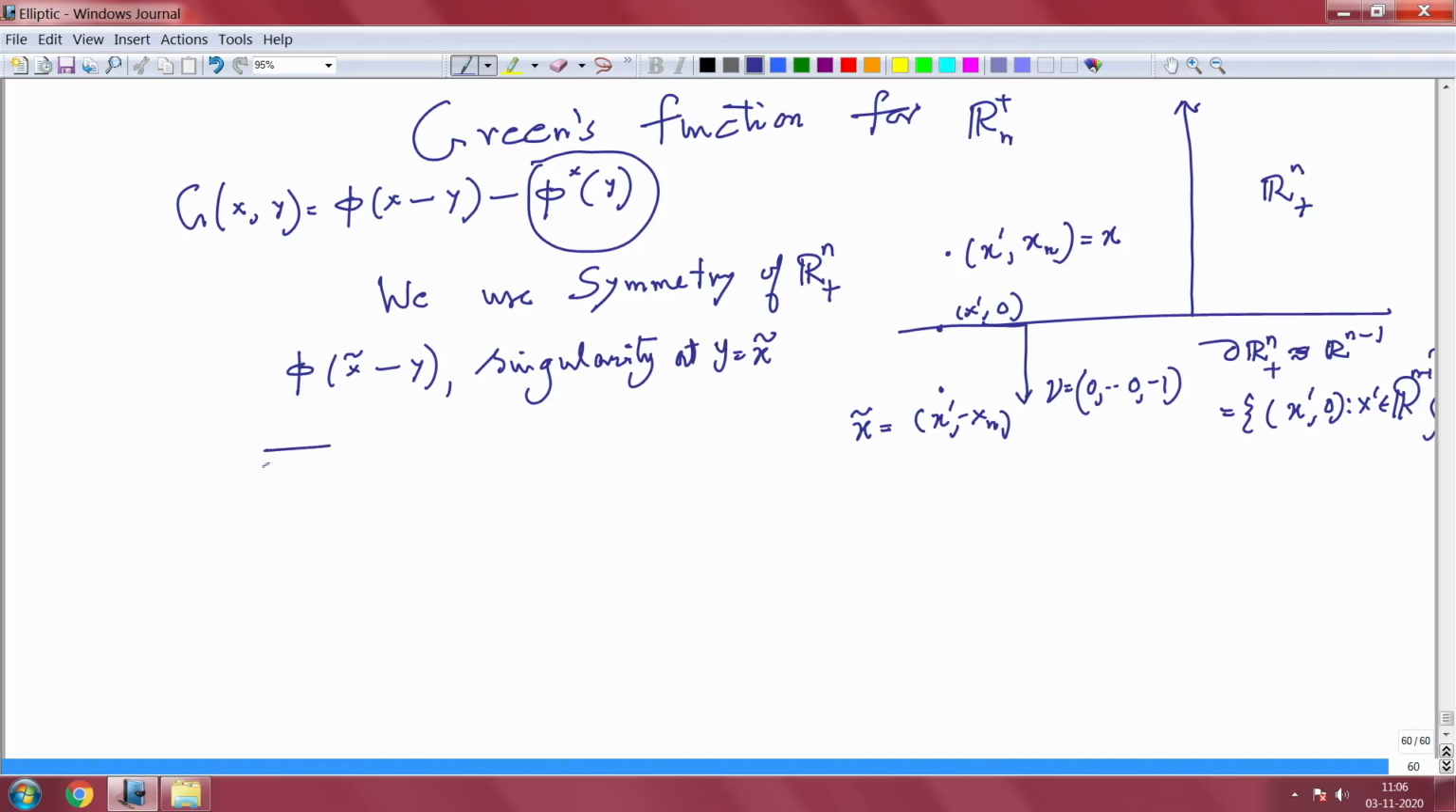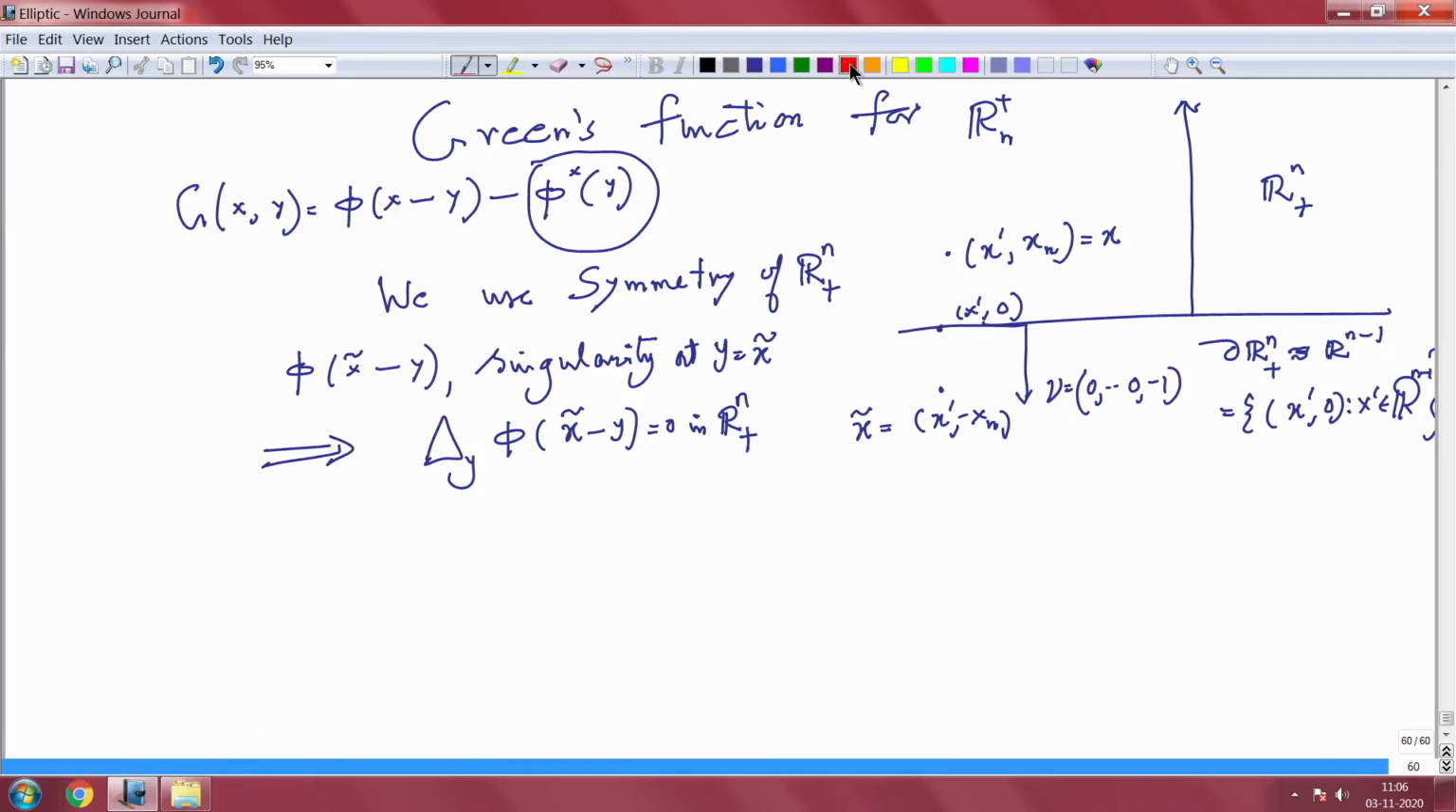That implies immediately that the Laplacian with respect to y of phi of x tilde minus y, whether you use x tilde minus y or y minus x tilde, does not matter, because phi is defined in terms of the modulus. So it is fine. This is equal to 0 in R^n plus. The only problem which you have to verify is the boundary condition.